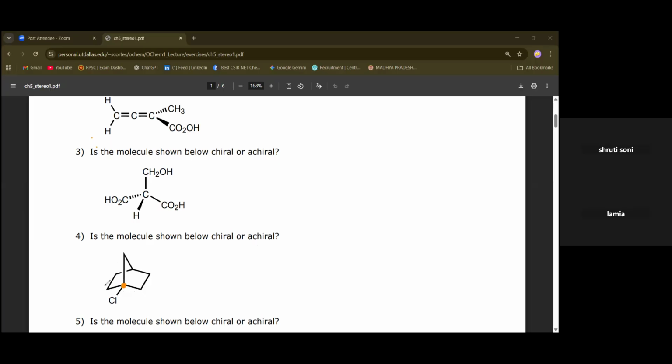Do we have any? No. So there is no chiral carbon. So the whole molecule is achiral. Okay, now let's see the third question. You want me to do the third question? Yes. Is the third question chiral or achiral? If achiral, then why? And if chiral, then why?